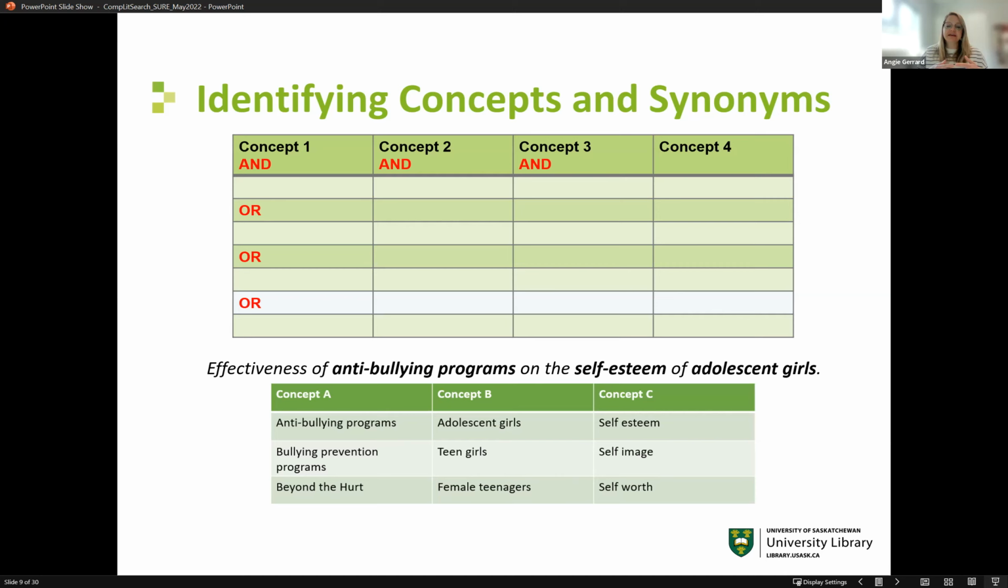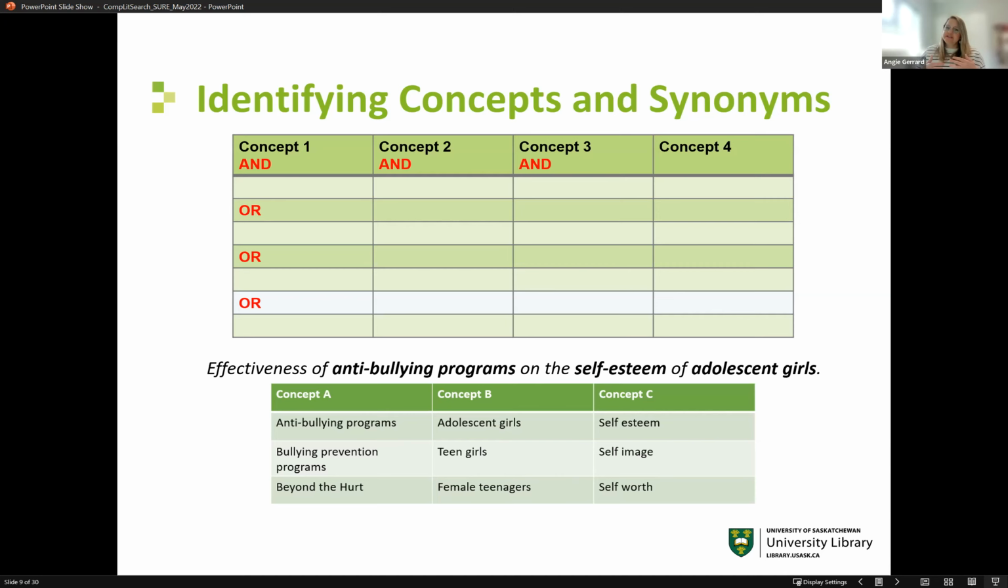And the reason is that depending on where you're searching, different people use different wording to describe the same ideas. So you can see, for instance, the anti-bullying programs, the example I have there is the generic anti-bullying program. But then other people might call it bullying prevention programs, or there might be names of specific programs. One program, for instance, is called Beyond the Hurt. And so it's just a way for you as a searcher to start noting these things down.